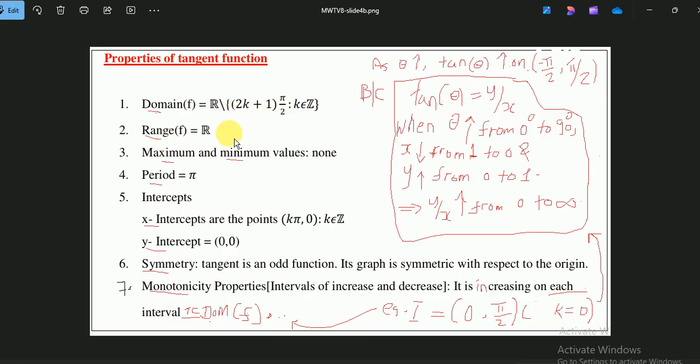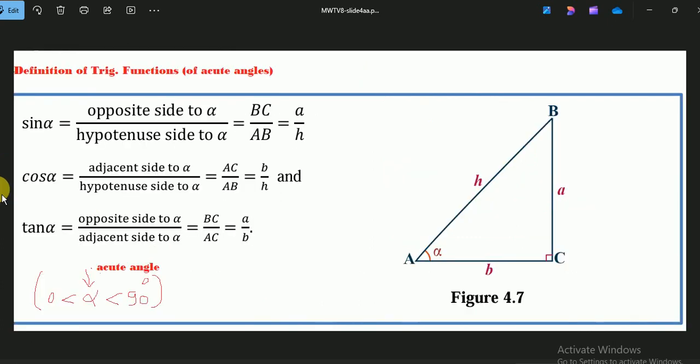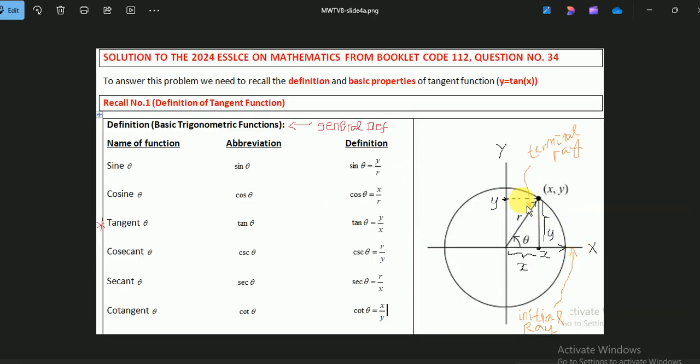But the range of the tangent function is the set of all real numbers. The reason is tangent is defined as y over x. When theta increases from 0 to 90, the value of x decreases from 1 to 0, and the value of y increases from 0 to 1. We can see this from the circle definition. When this angle increases from 0 degrees to 90, the x coordinate of this point on the terminal ray decreases as theta increases up to 90. It decreases up to 0.